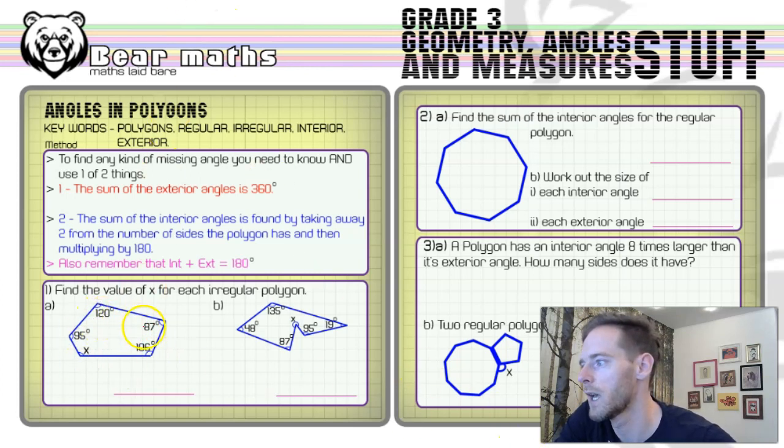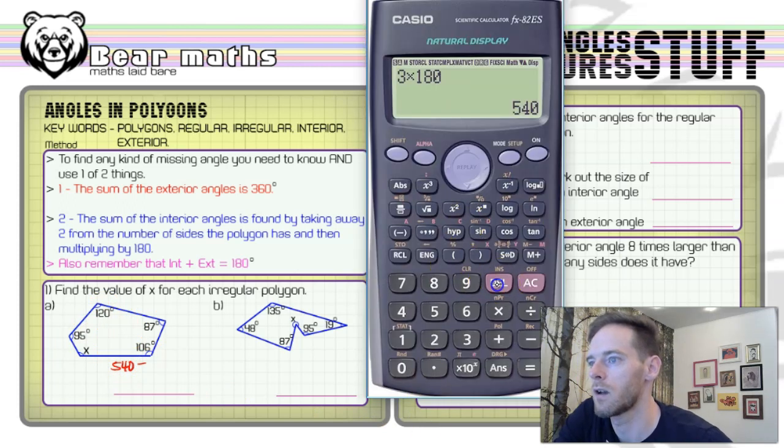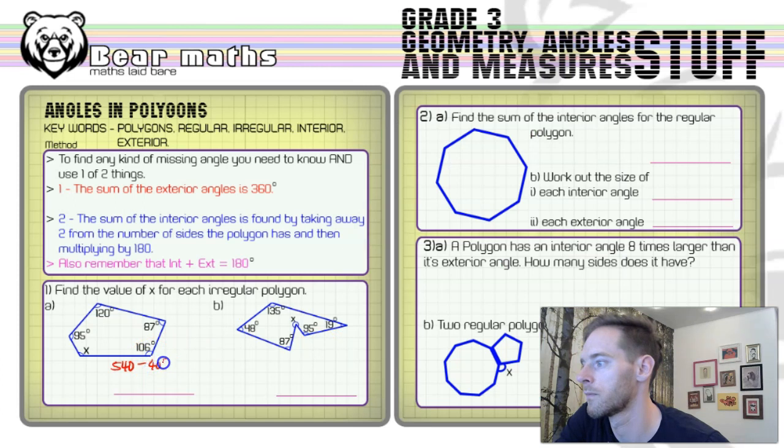So 540, take away, and then we're going to add up these 4 angles that we have been given. 95 plus 120 plus 87 plus 106 equals 408, and then 540 minus 408 equals 132. So 132 degrees is what x equals in that first question.